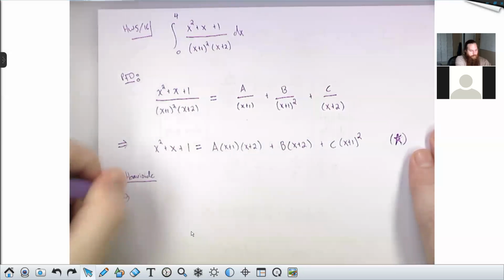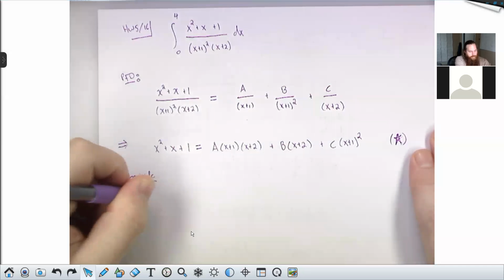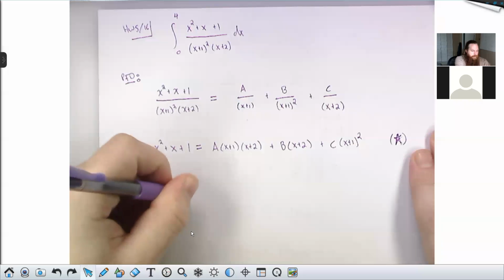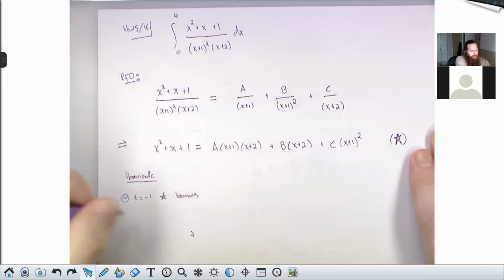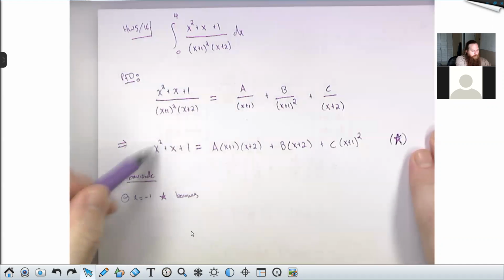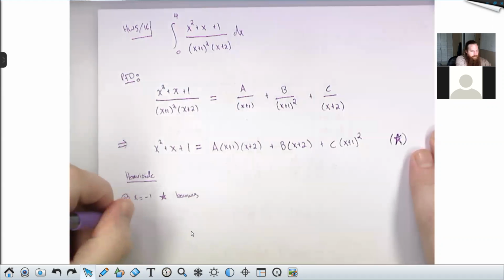So when x is equal to -1, the equation star becomes (-1) squared plus -1 plus 1. Well, (-1) squared is 1. 1 plus -1 is 0. 0 plus 1 is 1. So the left-hand side is just 1.